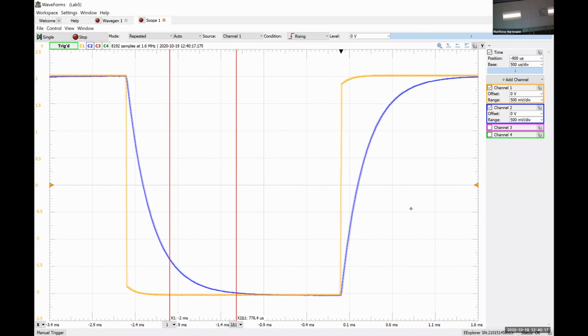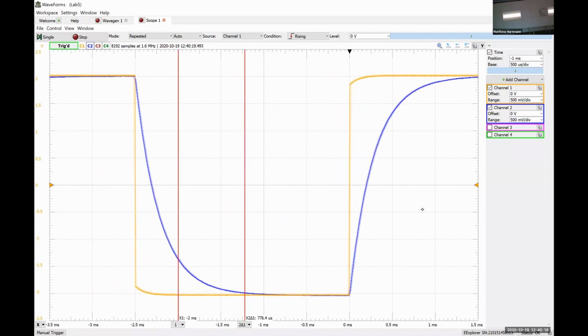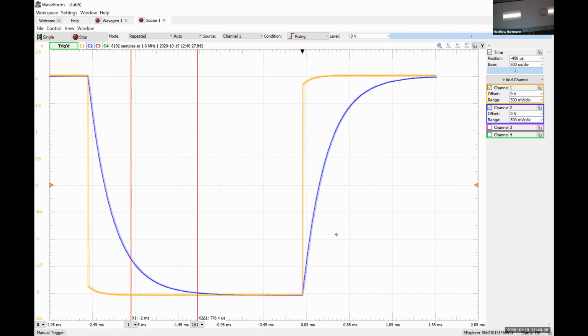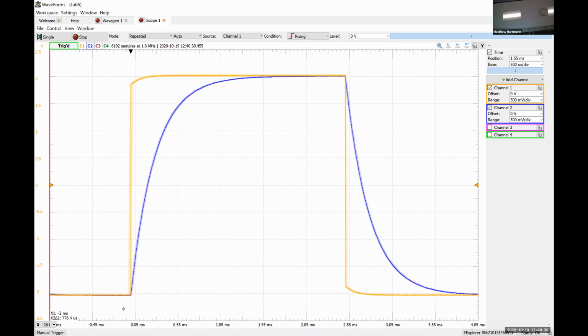I'm going to slide this over so that we can see a full discharge cycle. It's starting from positive 2 volts, exponentially decaying down to negative 2 volts, and then over the charge cycle, it's starting at negative 2 and exponentially increasing until we see it reach positive 2 volts.